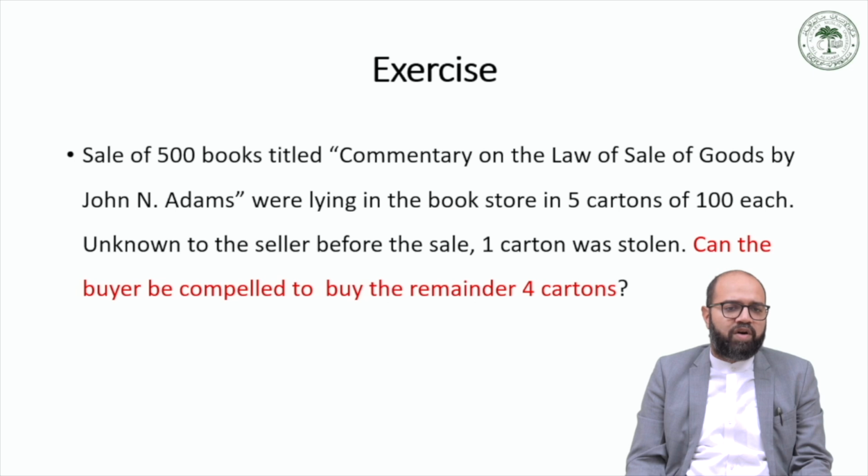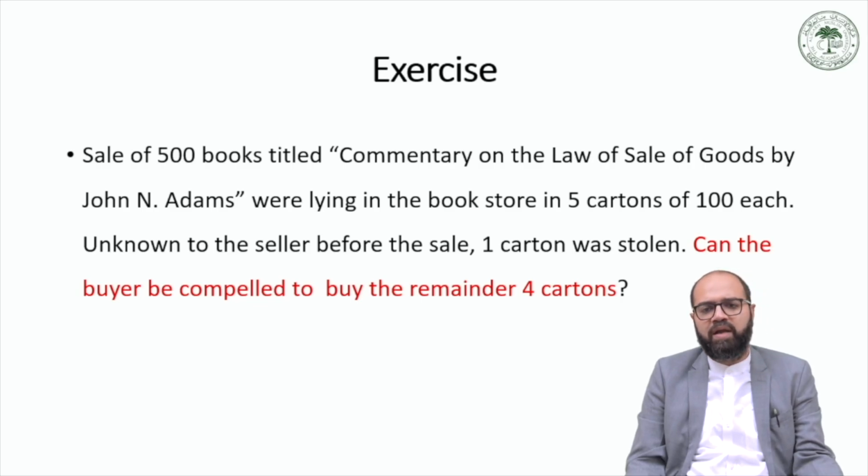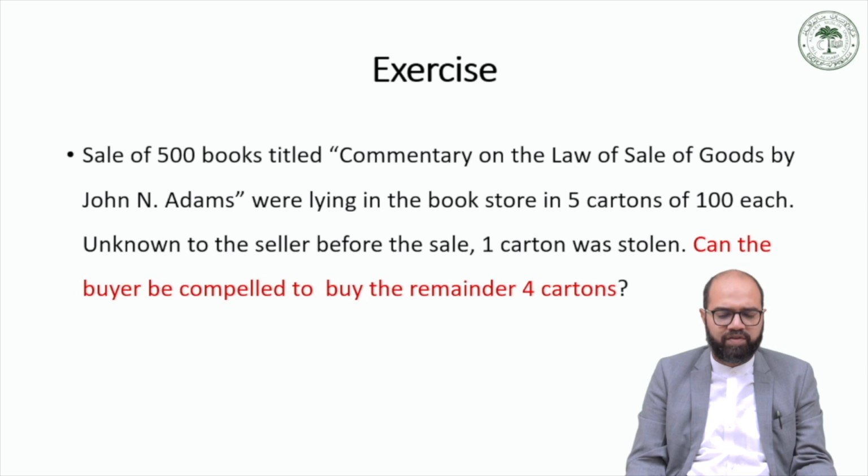There is a contract of sale of 500 books titled Commentary on the Law of Sale of Goods by John N. Adams. So we have the title of the book and we have the name of the author of the book. The consignment was lying in the bookstore in 5 cartons of 100 each. Unknown to the seller before the sale, 1 carton was stolen. Now, can the buyer be compelled to buy the remainder of the 4 cartons?